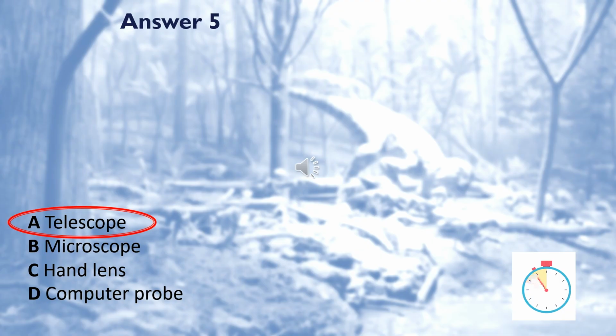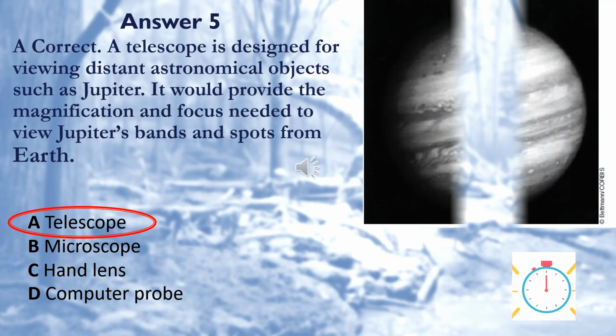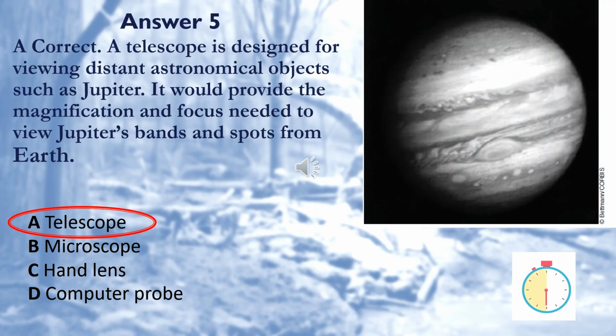A. Correct. A telescope is designed for viewing distant astronomical objects such as Jupiter. It would provide the magnification and focus needed to view Jupiter's bands and spots from Earth.